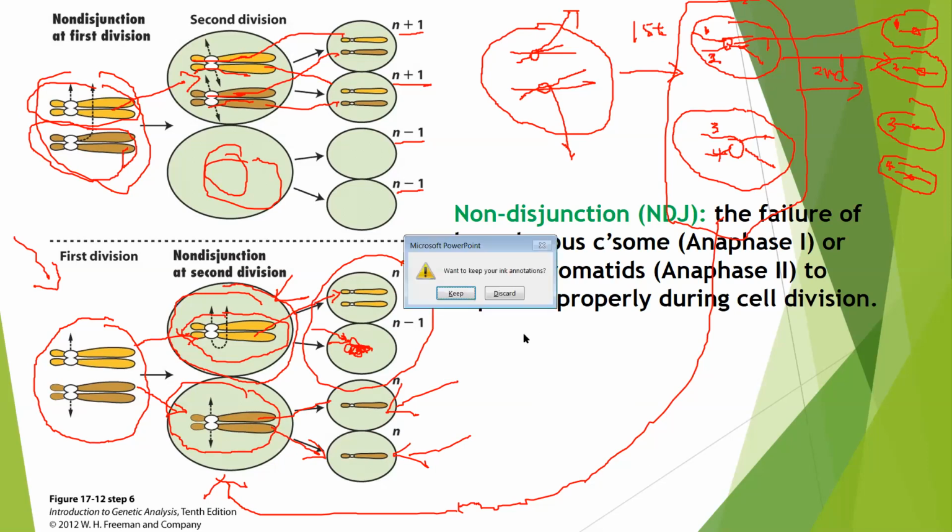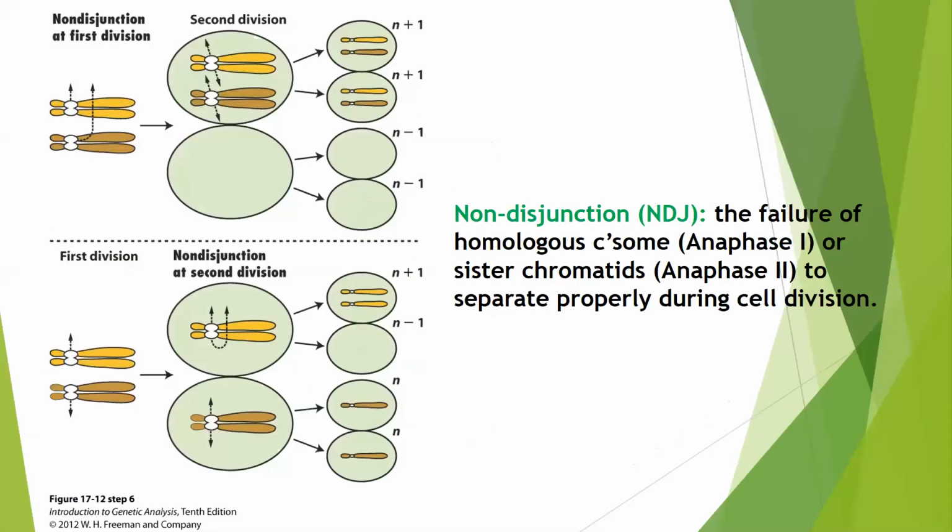Hello, yes, can you hear me? Yeah, I can hear you. Yes, so I know you mentioned that non-disjunction is incredibly rare, but I'm curious, why doesn't the cell recognize that something is wrong when it does happen?